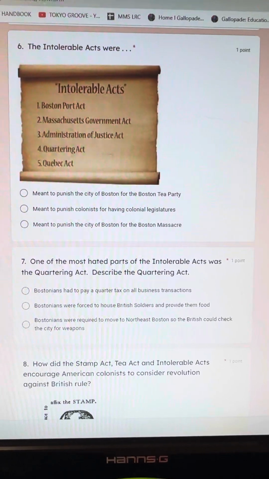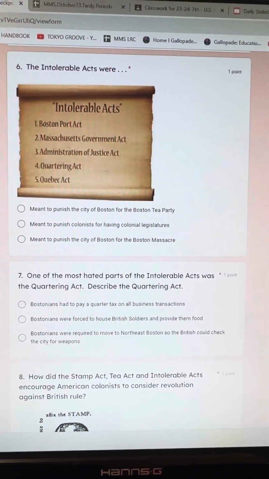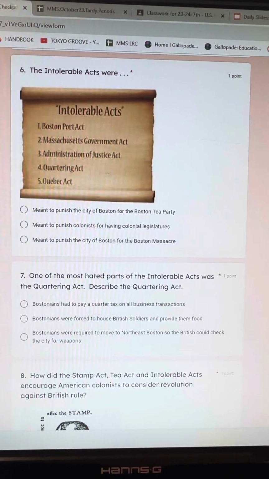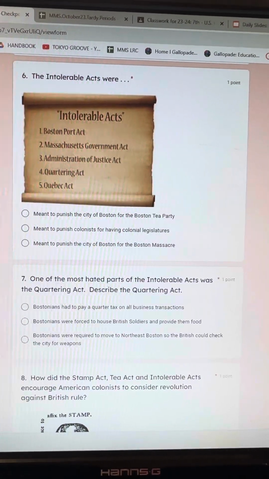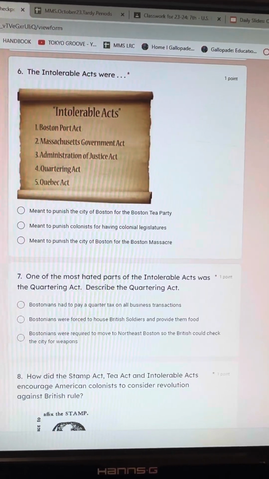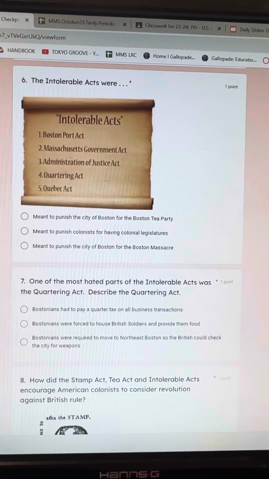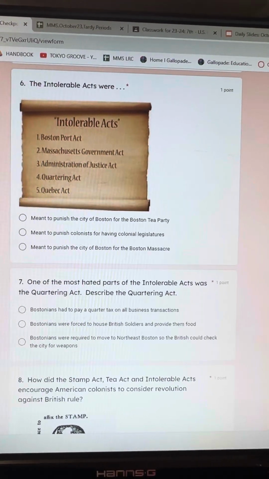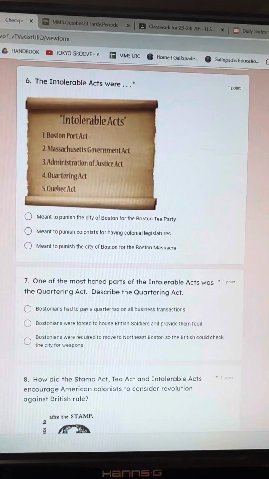The Intolerable Acts. 6. They're listed there: the Boston Port Act, Massachusetts Government Act, Administration of Justice Act, Quartering Act, Quebec Act. You learned them in different names, but that's okay. The Intolerable Acts were A, meant to punish the city of Boston for the Boston Tea Party. B, meant to punish colonists for having colonial legislatures. Or C, meant to punish the city of Boston for the Boston Massacre.